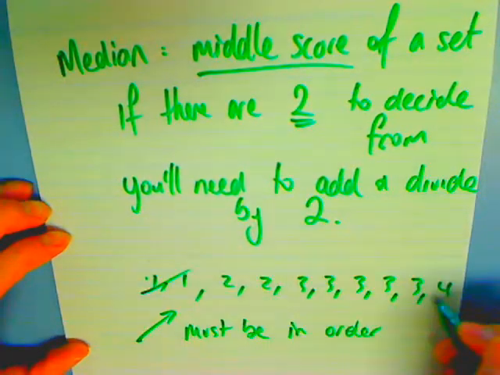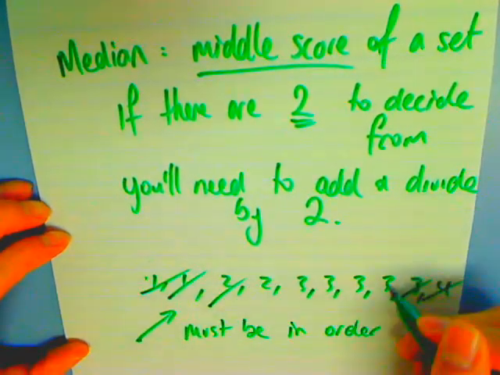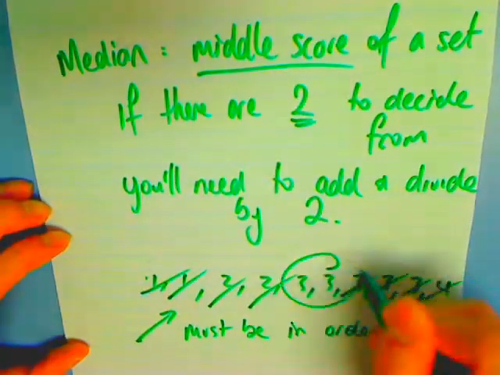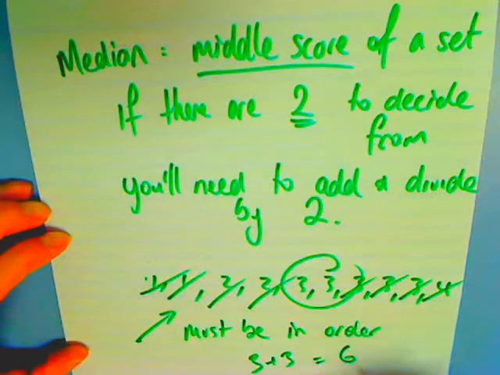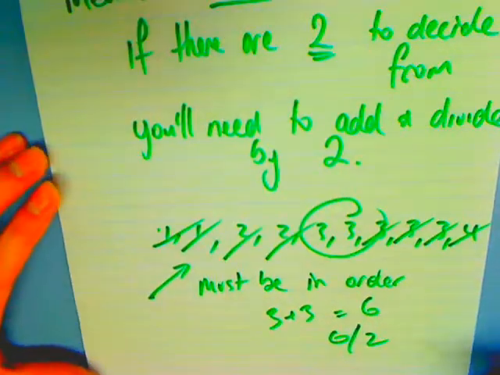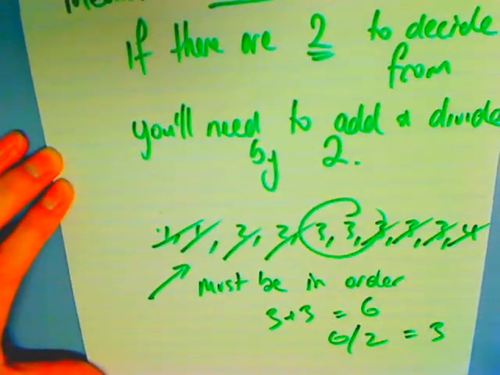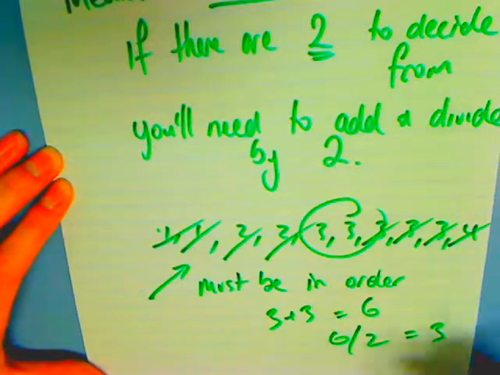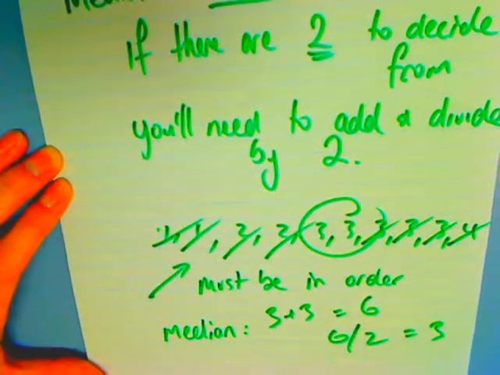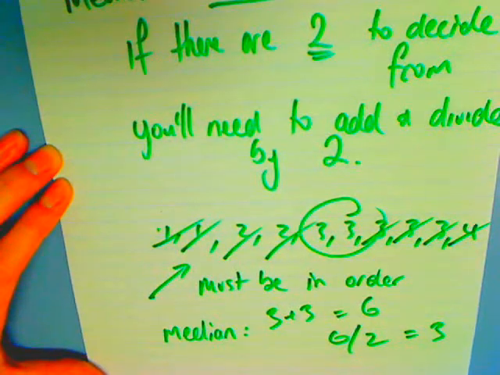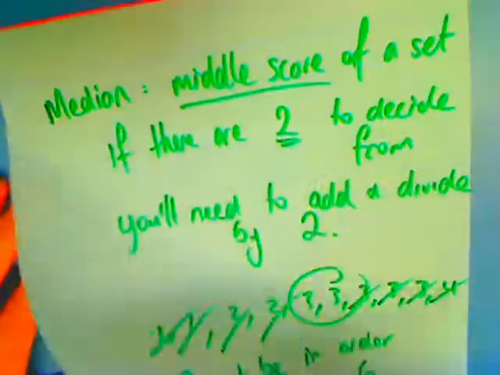Or I can do this 1, 2, 3, 4. Looks like we're stuck here. But that's fine. That's 3 plus 3 equals 6. 6 divided by 2 can give me back 3. Okay, that's not a problem. So there's my median. Median is 3. Okay, that's straightforward. So what if the numbers were slightly different?